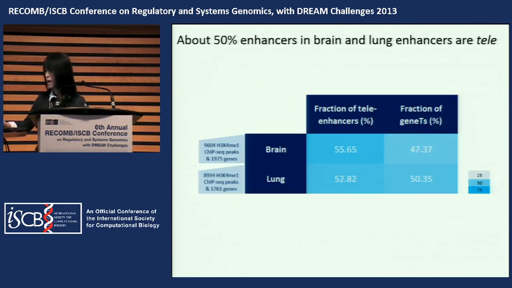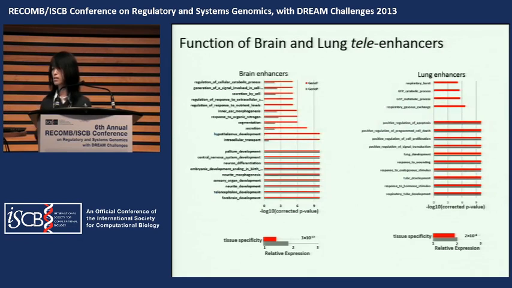And then we also expanded our study to other tissues, the brain and the lung, where the enhancers were identified based on the enhancer-specific histone marks. The genes are also based on expression data and gene ontology. So it's very similar to what we found in the heart. Half of the enhancers are tele-enhancers, and half of the genes are regulated by tele-enhancers.